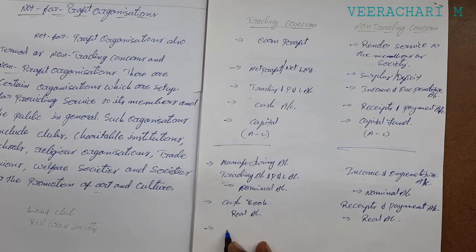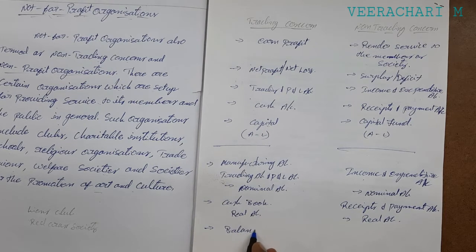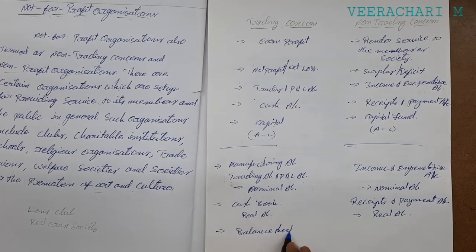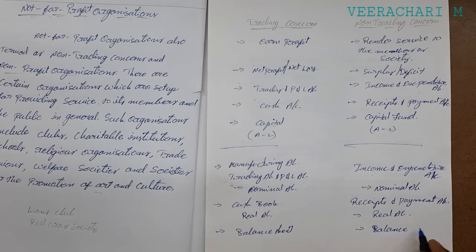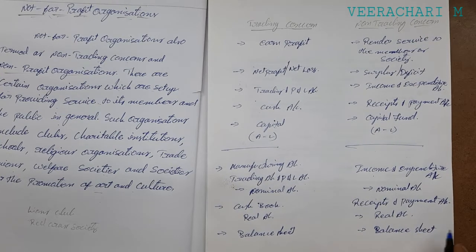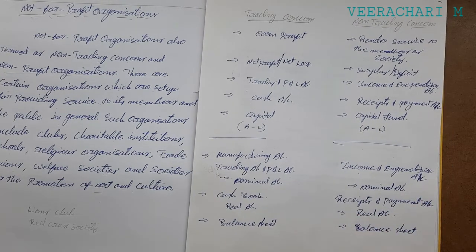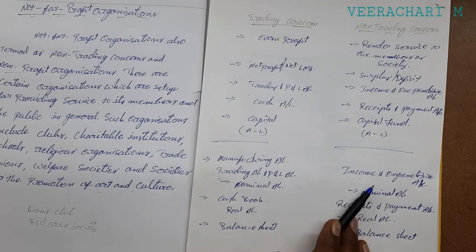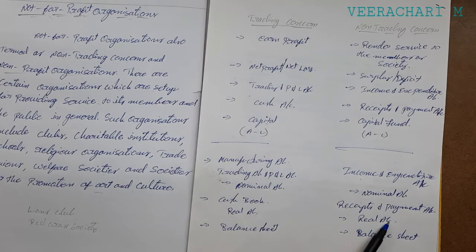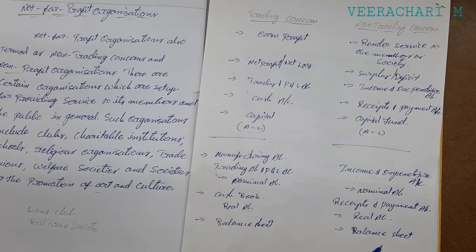And here there is a balance sheet. So in the income and expenditure account also, a balance sheet is prepared. These are the common things we should prepare. Instead of the trading and profit and loss account, here you prepare only the income and expenditure account. For the cash book, the receipts and payment account. For the balance sheet, here also we should prepare the balance sheet as on the closing date.